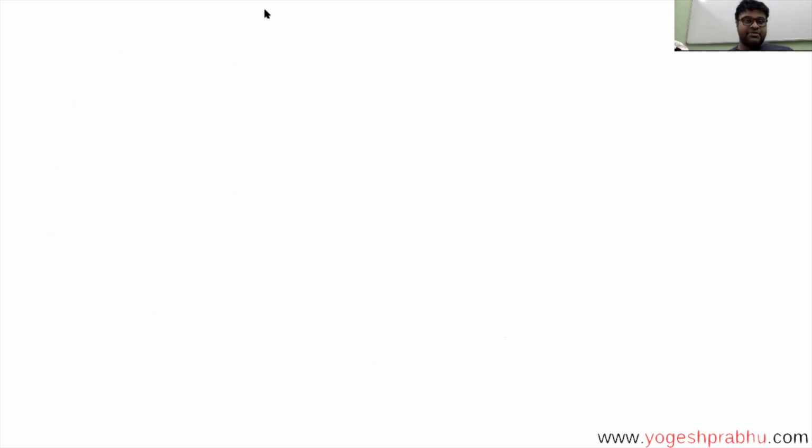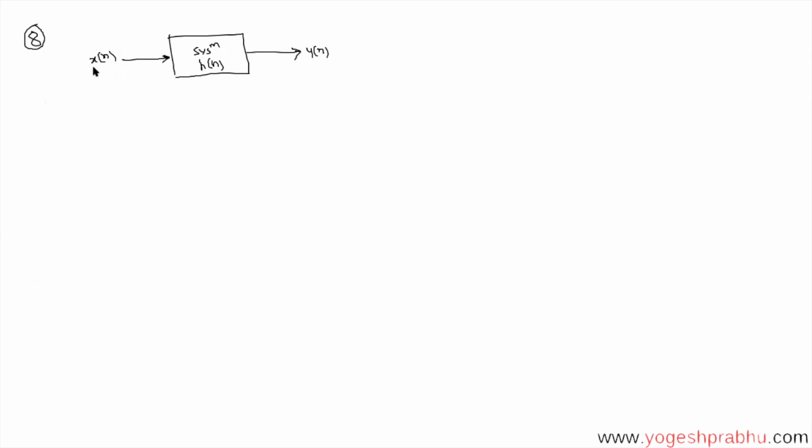Now, the next question we should look at is question number 8, because that will give you a better perspective. When you have a system, it is written as h of n. The input is x of n and the output is y of n.